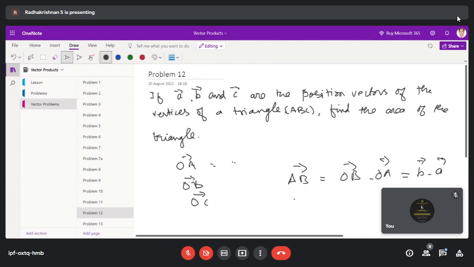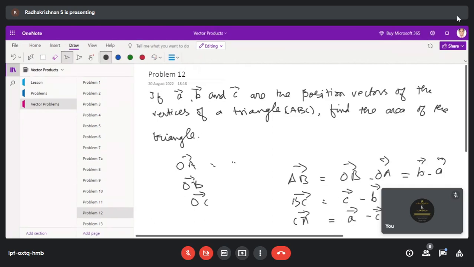Similarly BC equals C, OC vector minus OB vector. Similarly CA equals OA minus OC, that is, A vector minus C vector.